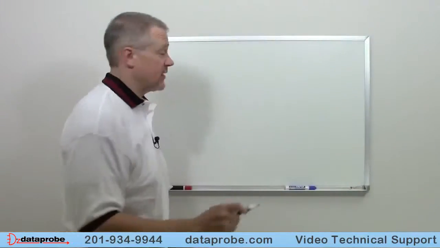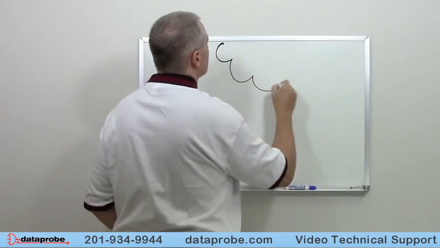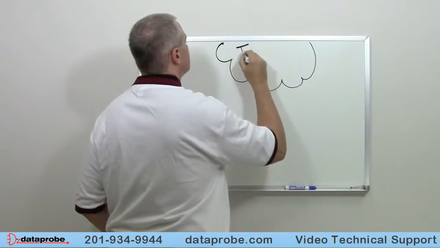NAT stands for Network Address Translation, sometimes referred to as port forwarding. In some routers it is referred to as gaming, but basically it allows a public IP, which is your internet address, to access something that is on a private IP address behind your router and behind your firewall. Let's find out how. Okay, so let's say that this cloud represents the internet.